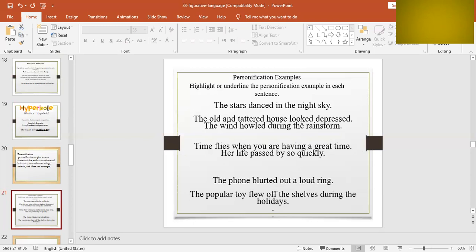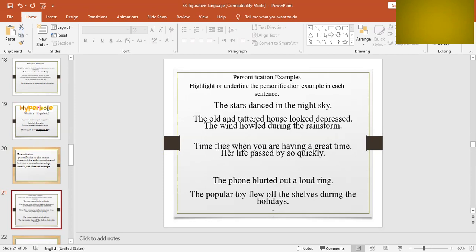The wind howled during the rainstorm. You know, howling is the voice of wolves. So it is an animal. It is a living thing. So you add it to the wind, which is a non-living thing. The wind howled during the rainstorm. So it was very awful, like wolves howling.